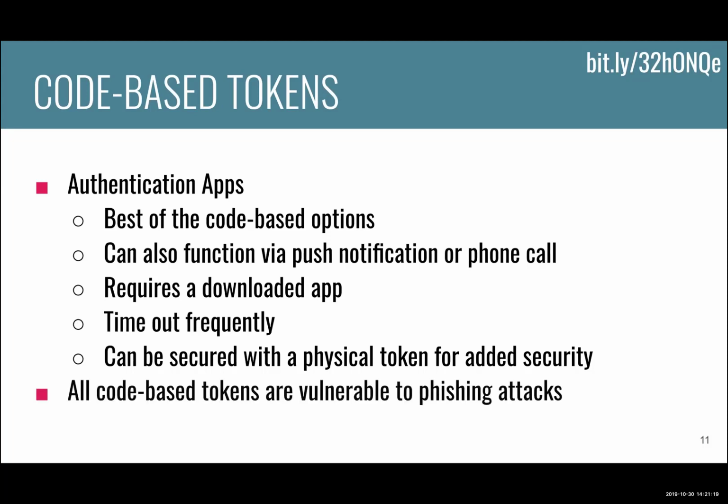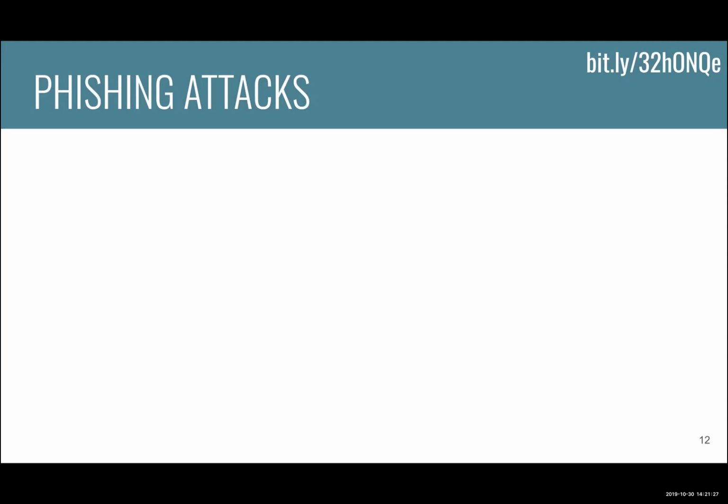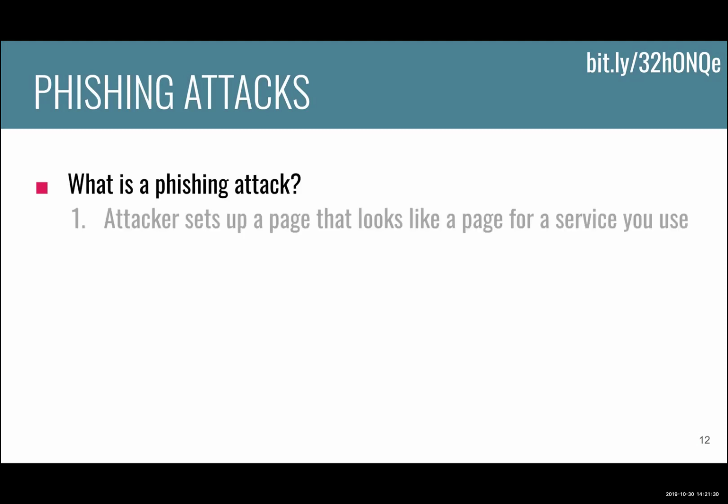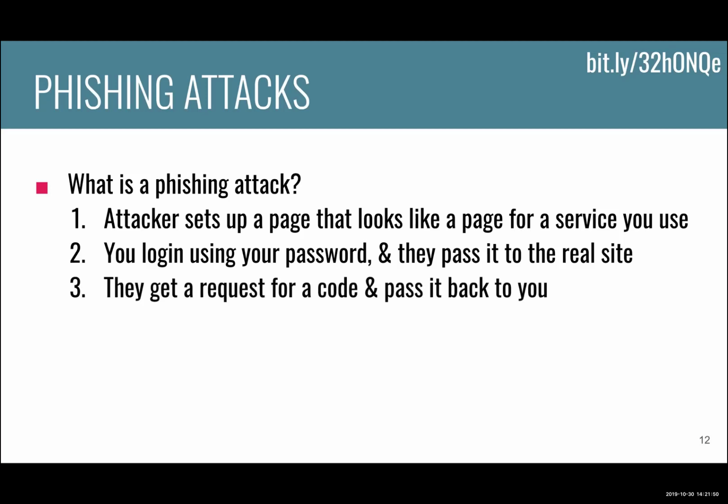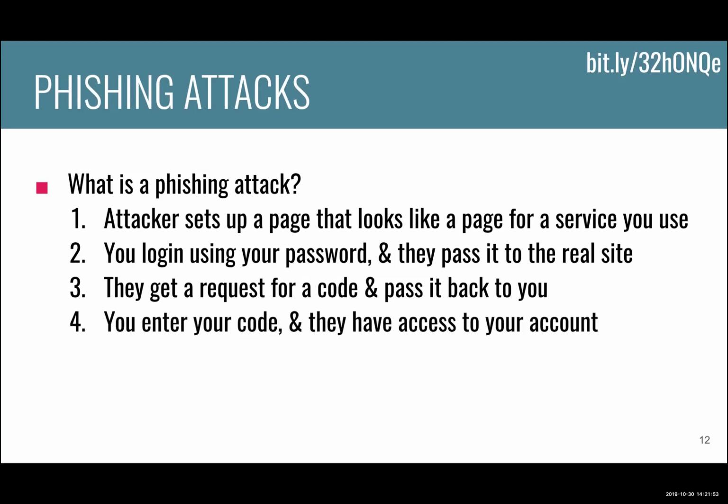So all code-based tokens are vulnerable to phishing attacks, like Jonathan mentioned, and that's what we're going to dive into next. Why are they vulnerable? Because a phishing attack is an attempted access where the attacker sets up a page that looks like a service you intend to use. Then you log in using your username and password, and they pass that to the real site. Then they get a request for a code, they pass it back to you, and you put in your code. So you've given them everything they need to log in, and they have access to your account immediately because they're doing it in real time.